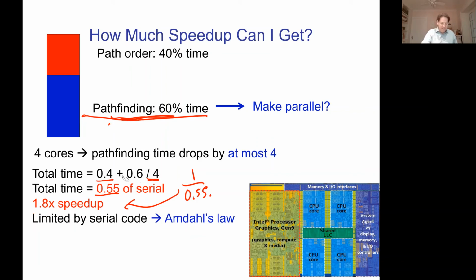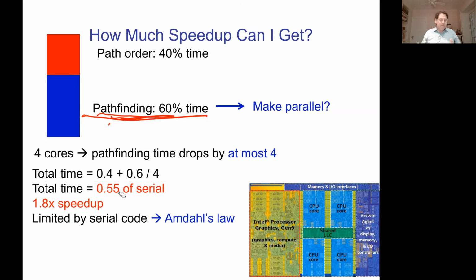This effect is important enough that it's given a name, Amdahl's law, after the mainframe computer pioneer, Gene Amdahl. It basically says you are limited by the serial code in your algorithm. The most speed up you can ever get, even with an infinite number of CPUs, is limited by how much of your algorithm is serial. So even with infinite CPUs, if we only speed up pathfinding, we can never get a speed up higher than 2.5x for the particular case I've just given you.